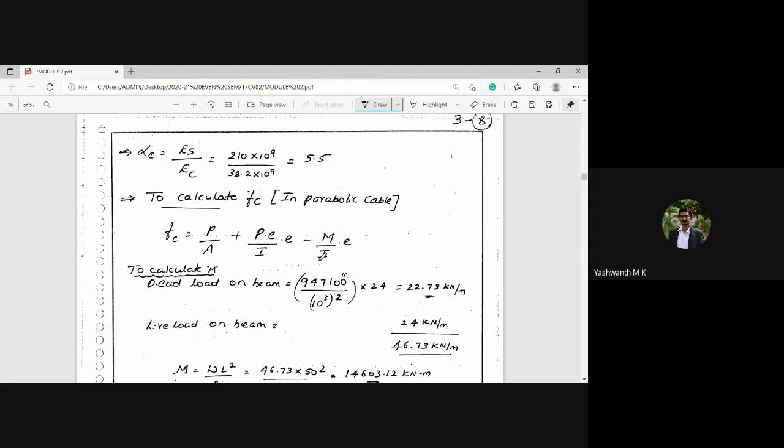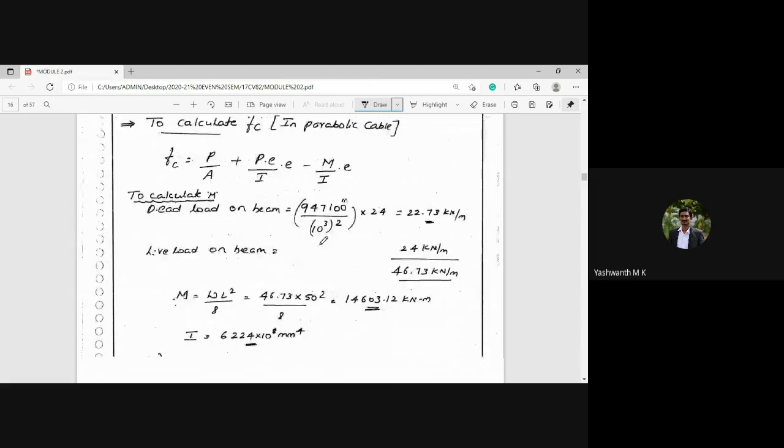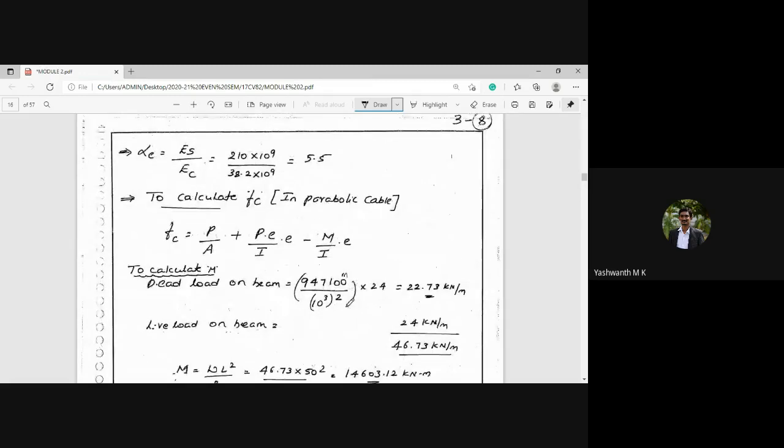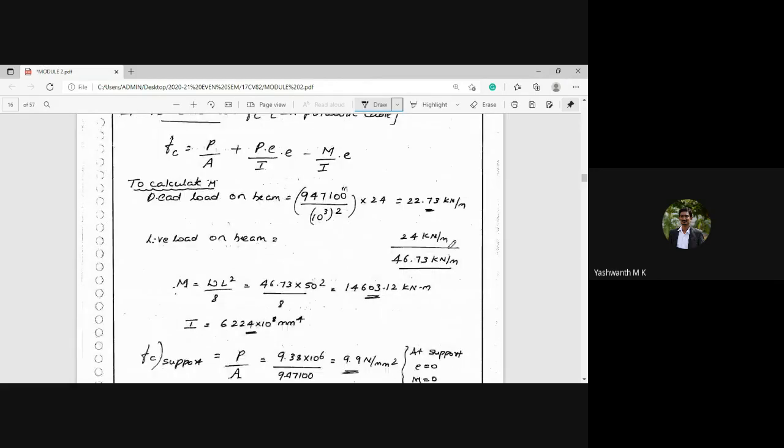When you want to calculate the total moment, we need to know the dead load on the beam. Same thing as we did in module number 1: cross-sectional area divided by 10 to the power of 6, since we want to convert it to millimeter square, multiplied by the density of the concrete, which will be 22.73 kilonewton per meter. Next, live load on the beam, 24 kilonewton per meter. If you sum up, you will get 46.73 kilonewton per meter.